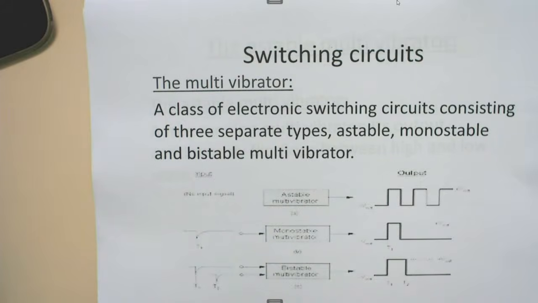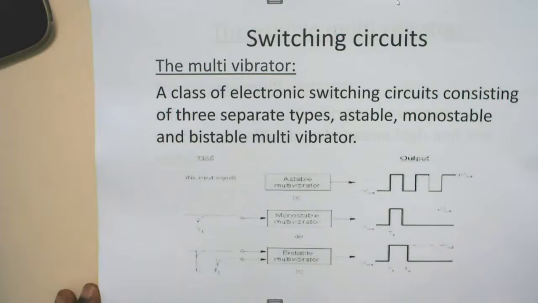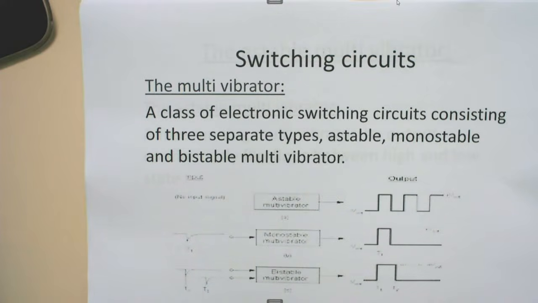So this is the chapter of the switching circuits, which we said also consumes more of our marks, this question weighs about 58 in the question paper of 200 marks. So what are switching circuits? Under switching circuits we find multivibrators. Multivibrators are a class of electronic switching circuits consisting of three separate types: astable multivibrator, monostable multivibrator, and bistable multivibrator. How does one differentiate between these multivibrators?